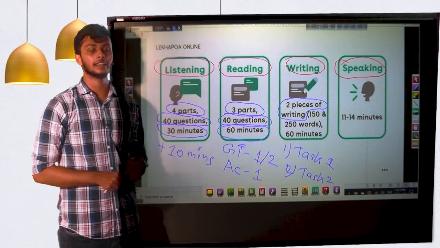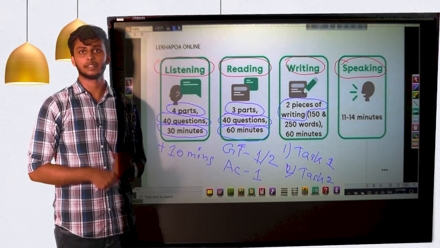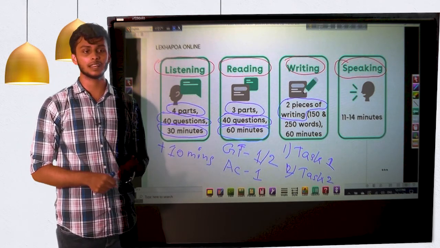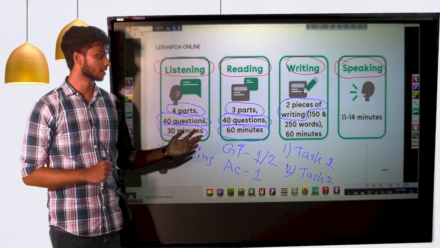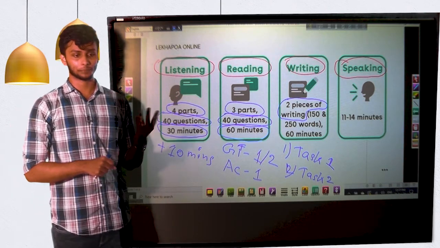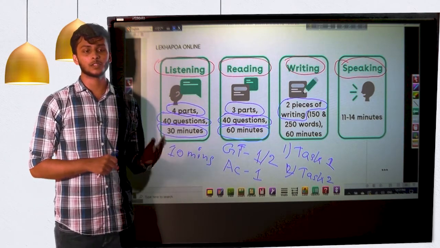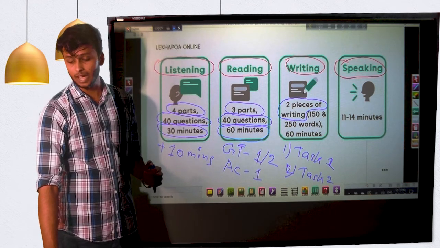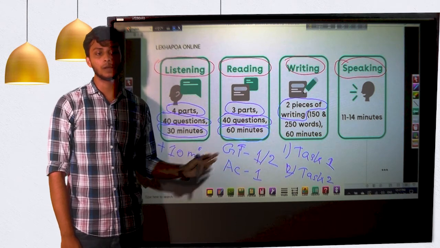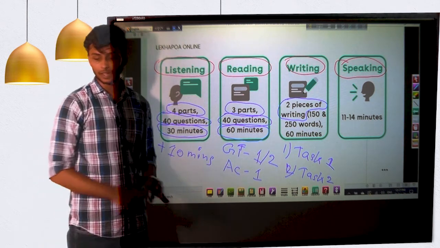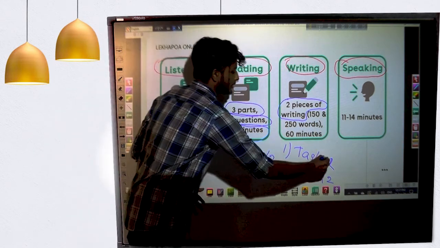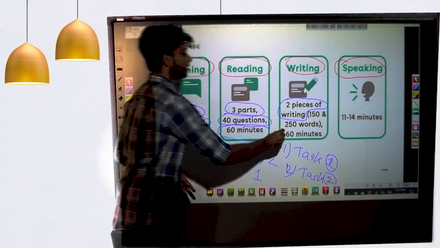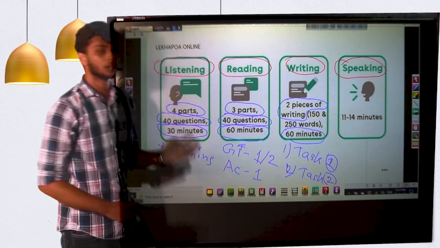On the other hand, in the academic test you will be presented with a graph, chart, table or maps, and you will be asked to describe, summarize or explain the information in your own words. And in task 2 of the academic test, you will be asked to write an essay in response to your point of view, argument or problem. So remember one thing: in the academic test, your answers to both tasks must be in a formal style, and you will be given 20 minutes for task 1 and 40 minutes for task 2. So in total you will get 60 minutes for the whole writing module.